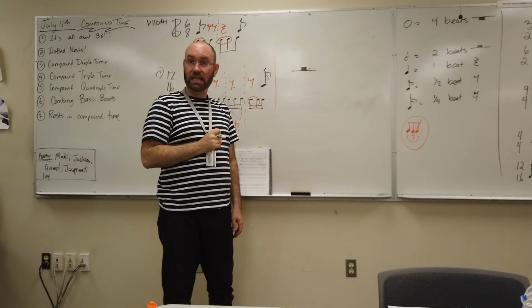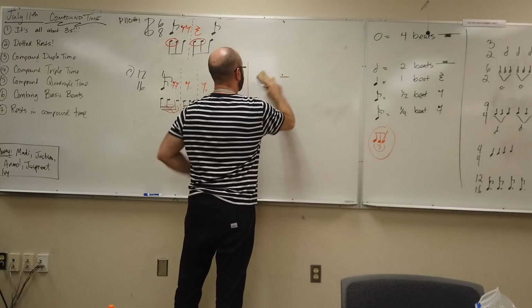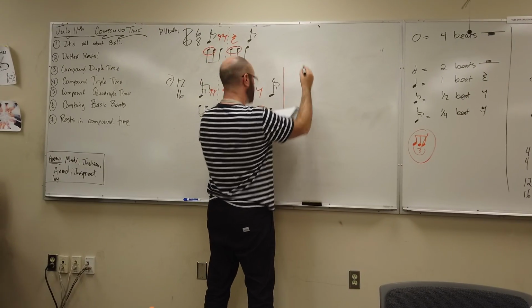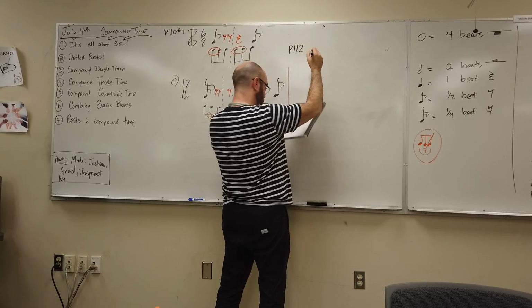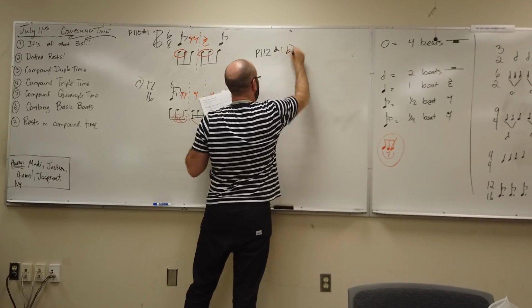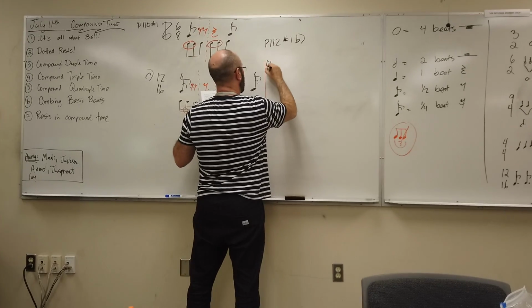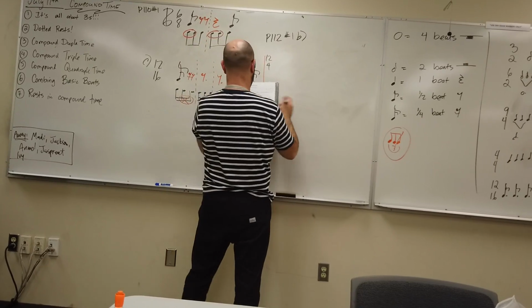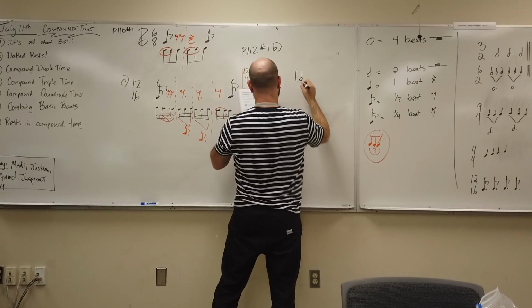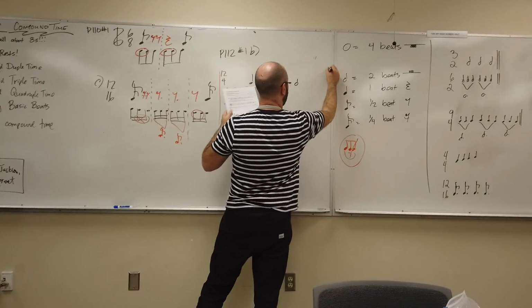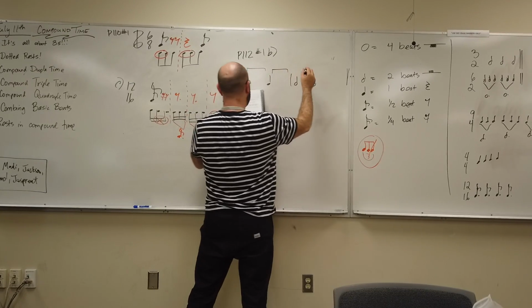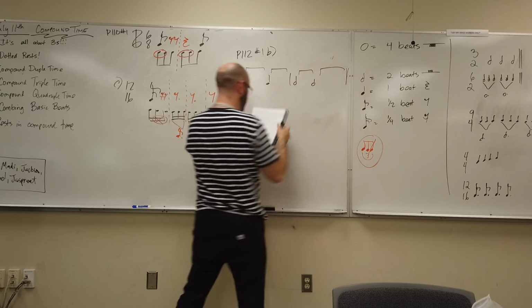Sometimes we have one of these. And the reason why is because sometimes you have a time signature that requires it. So this is page 112, number 1B. Okay, 12/4 time. And we've got this, and then this. We got a bracket here, a bracket here, bracket and bracket.